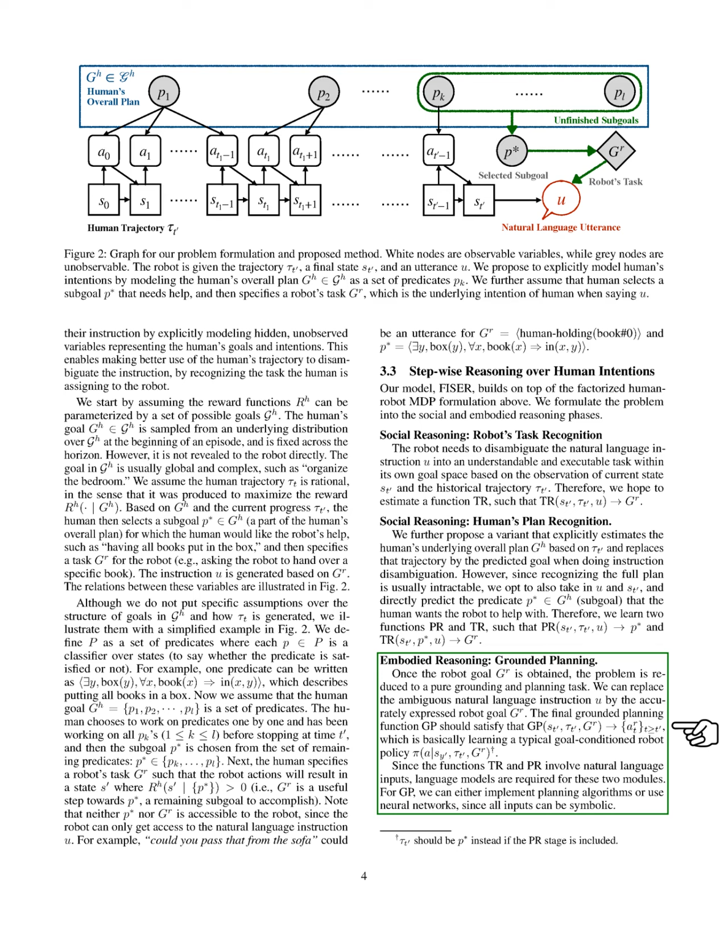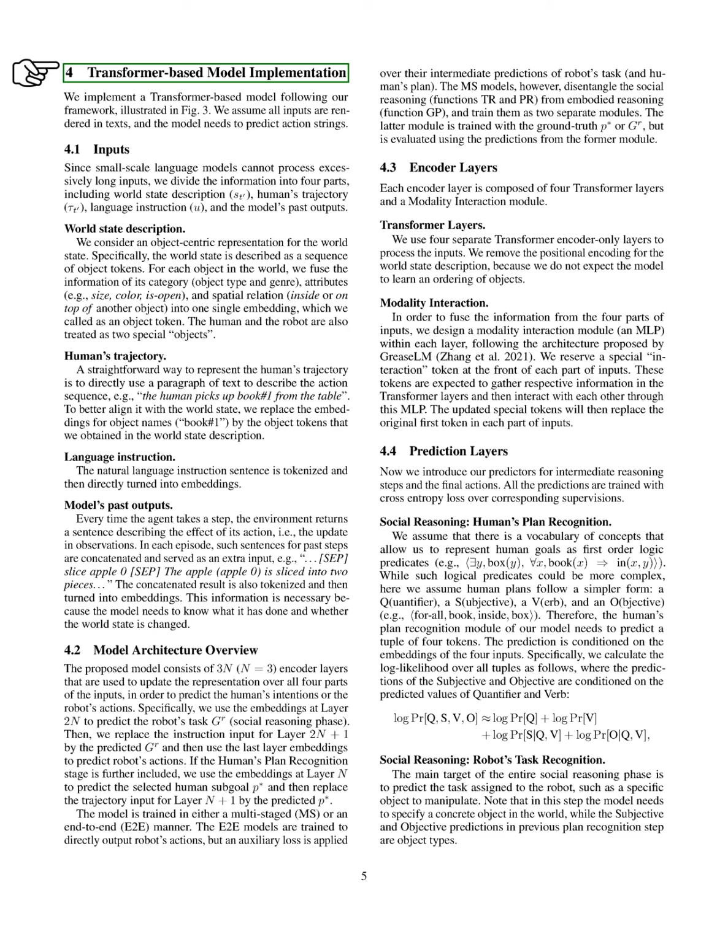Since the functions for tracking the human's intentions and recognizing their plans rely on natural language, we need language models for these components. For GP, we can use either planning algorithms or neural networks, as all inputs can be represented symbolically. Next, we implement a transformer-based model according to our framework. We assume all inputs are in text form, and the model's task is to predict action strings. Given that smaller language models struggle with long inputs, we break the information into four parts: the world state description, the human's trajectory, the language instruction, and the model's past outputs.